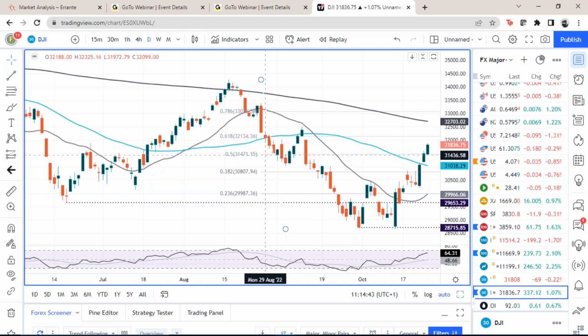Just looking at the Dow, we should highlight that it's had a bigger push through the halfway point of the August-October fall, which was at 31,471. We're also above the 50-day moving average and potentially now heading towards the 200-day moving average, the black line there at 32,703, as a target for the Dow. Support then at the halfway point, 31,471, and the 50-day moving average should offer some support at just above 31,000, at 31,038.